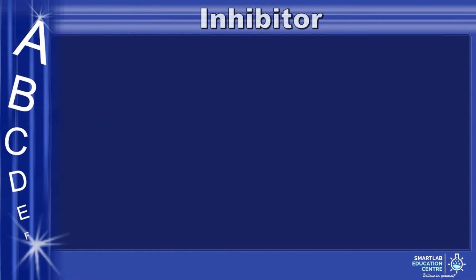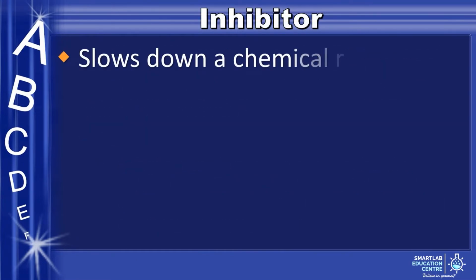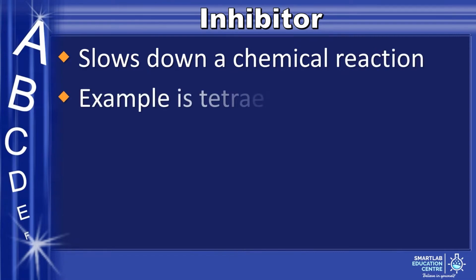An inhibitor slows down a chemical reaction, and an example is tetraethyl lead that is added to petrol to inhibit its pre-ignition.